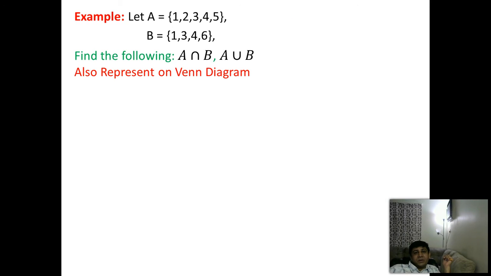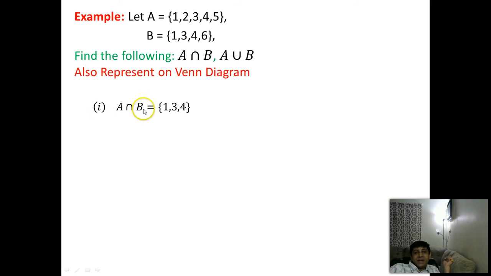For example, let's look at an example here, a simple example in which we will calculate the intersection and union. Set A is given to us, which has elements 1, 2, 3, 4, 5, and set B has 1, 3, 4, and 6. Our goal is to find A intersection B first, and also represent it on a Venn diagram. Don't worry about the Venn diagram; let's focus on this one here first.